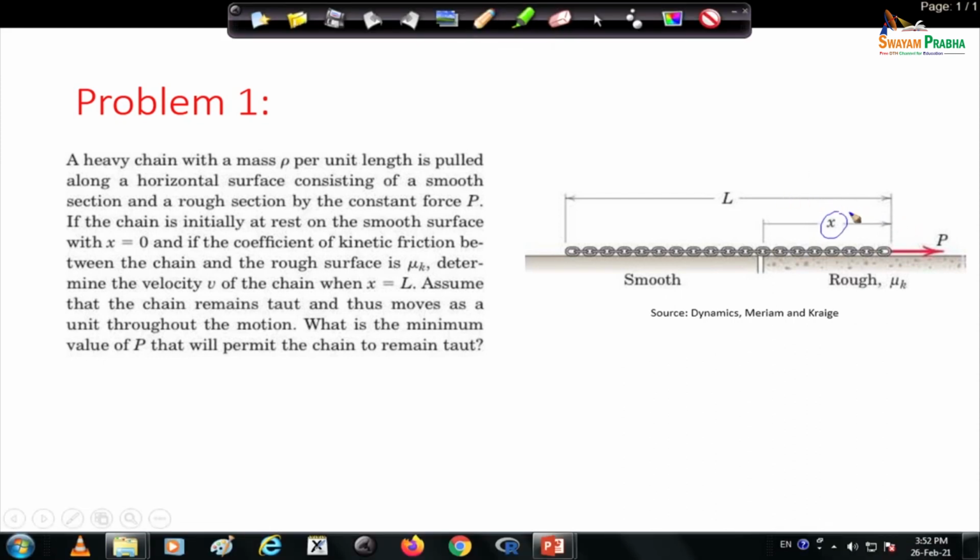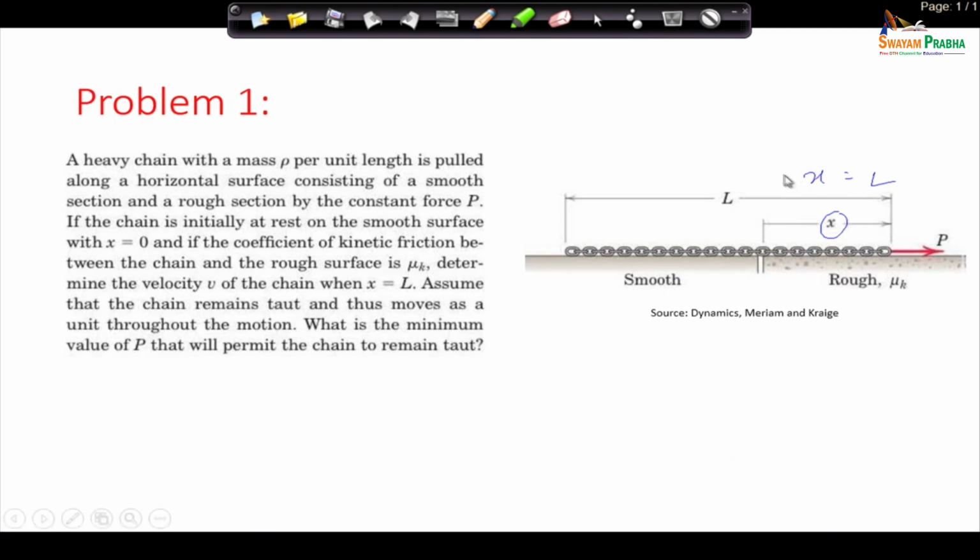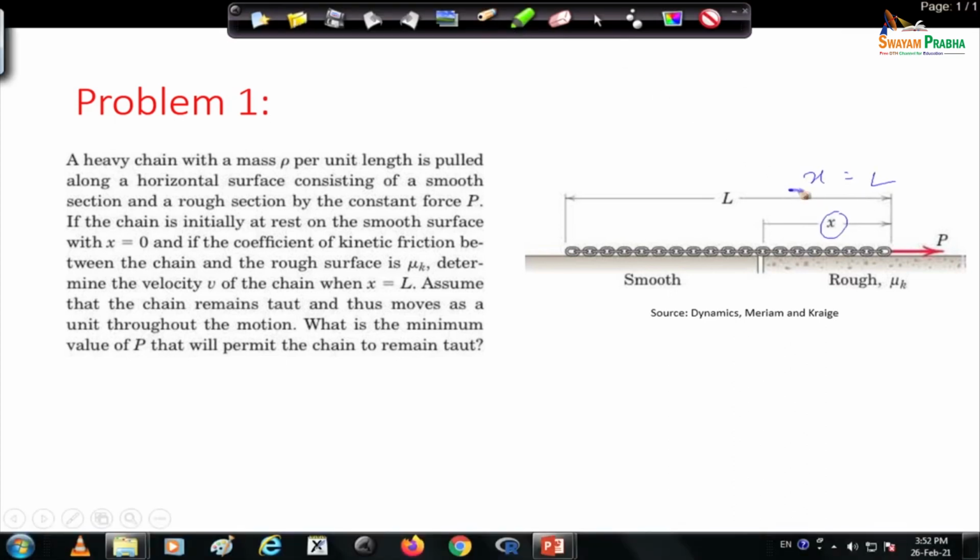which means the chain is being pulled and we have to find out when x equal to L, that means the whole chain has come onto the rough surface, when the whole chain is on the rough surface. So, under this condition we are going to find out the velocity.